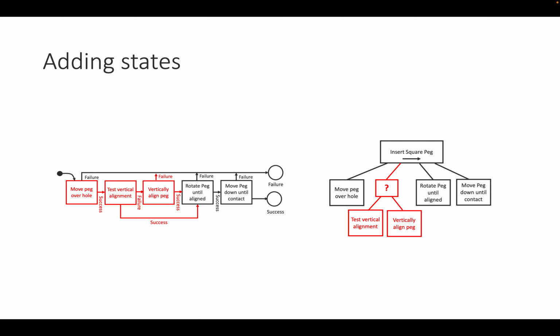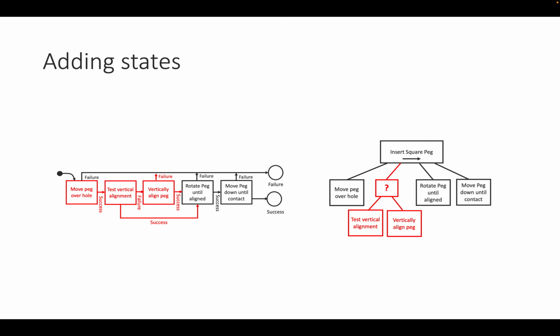Now when you add a state, doing this in a state machine will require you to not only program these new states, but actually also change the previous state. So in this case, move peg over the hole has been wired to lead to rotate peg. I have to go inside that code, maybe somebody else has written it, and change where the next state is, and in this case I want to test the vertical alignment.